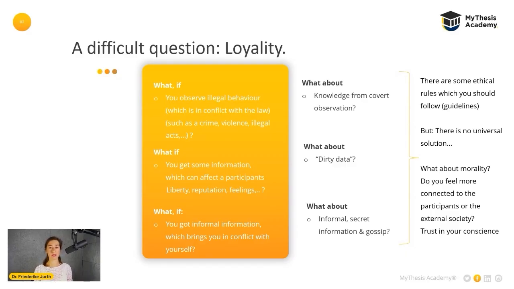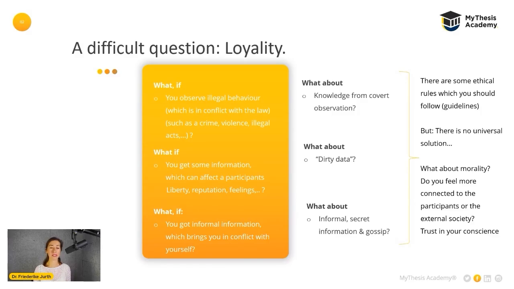Then it can also refer to another thing. What if you get some information which can affect a participant's liberty, reputation, or even emotions and feelings? This is also an important point and a conflict, mainly between the researcher and himself. And last but not least, what if you get some informal information which brings you in conflict with yourself?